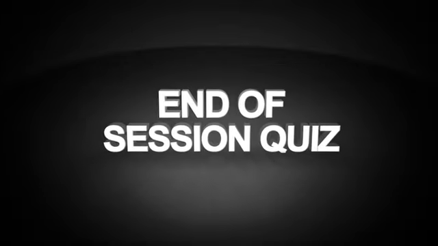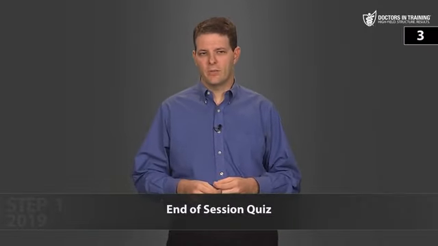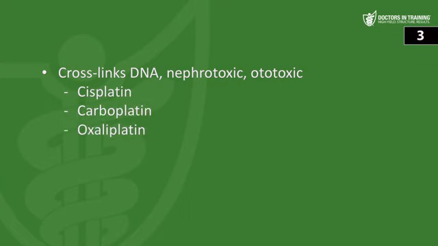Now let's take a look at our very last end of session quiz. First question, which anti-cancer drug fits each of the following descriptions? Cross-links DNA and is nephrotoxic and ototoxic. This is cisplatin, carboplatin, and oxaliplatin.